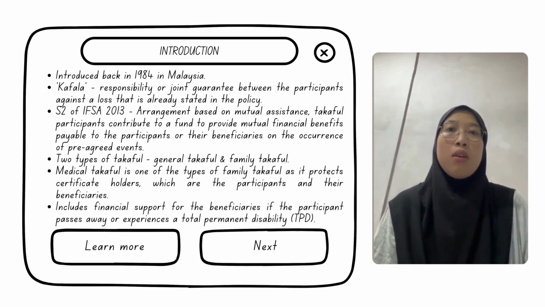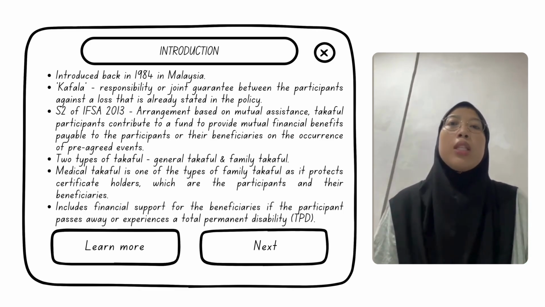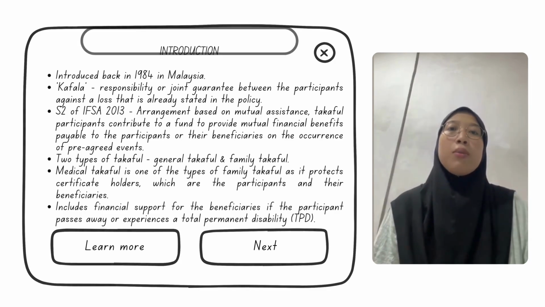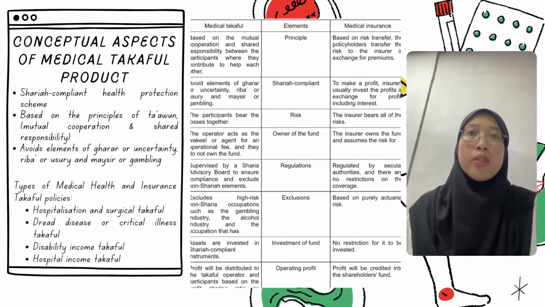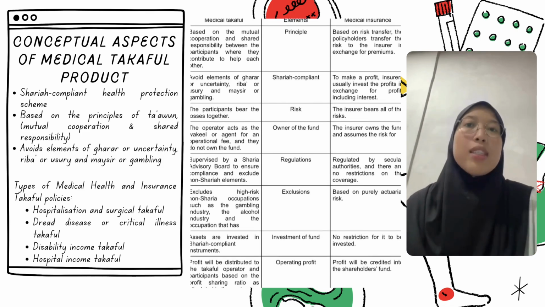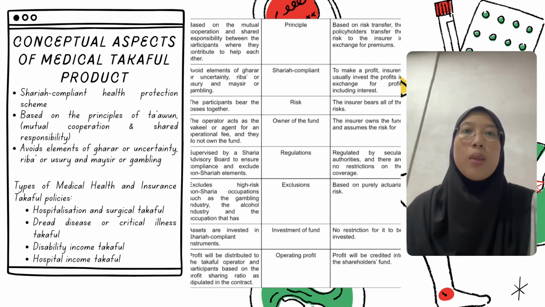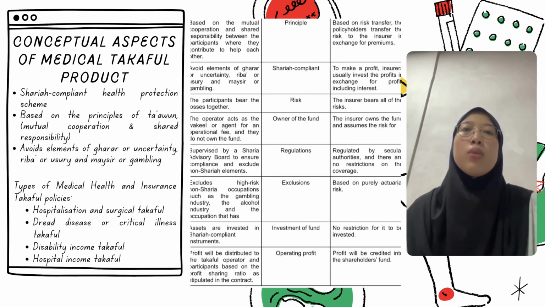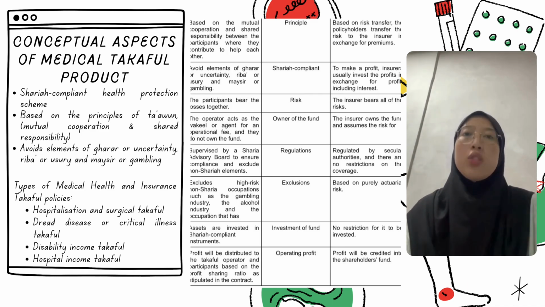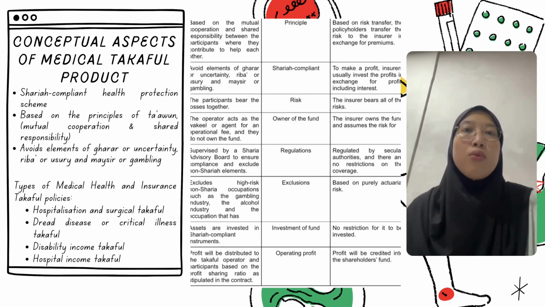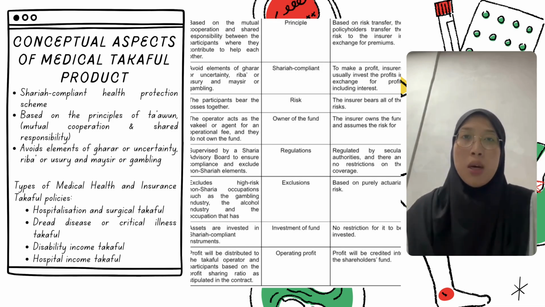There are two types of Takaful, which are general Takaful and family Takaful. So, medical takaful is one of the types of family takaful. Next, conceptual aspects of medical takaful. Firstly, it is a Sharia-compliant health protection scheme based on the principles of ta'awun, which means mutual cooperation and also shared responsibility. Takaful also avoids elements of gharar, riba, and maisir.